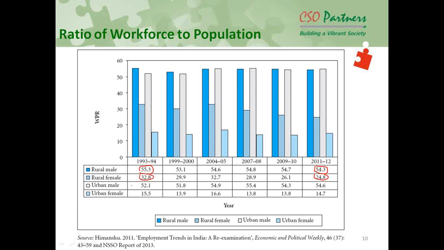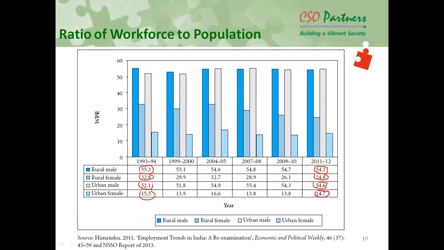Urban male, this is the only hope we see, that in terms of urban male workforce, it has increased a little bit from 52 to 54.6%. So this is our livelihood challenge. If you see, for rural male and female, the workforce ratio has decreased. In terms of urban male, it has increased a little bit. In terms of urban female, if you look at the 1993-94 data, it was 15.5 and it has decreased to 14.7. The decrease is not as much as in the rural workforce, but still there is a kind of reduction, a kind of decline.